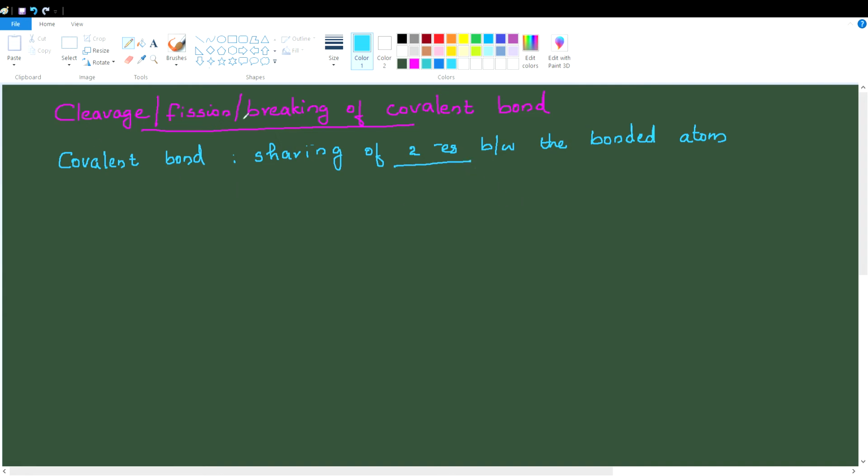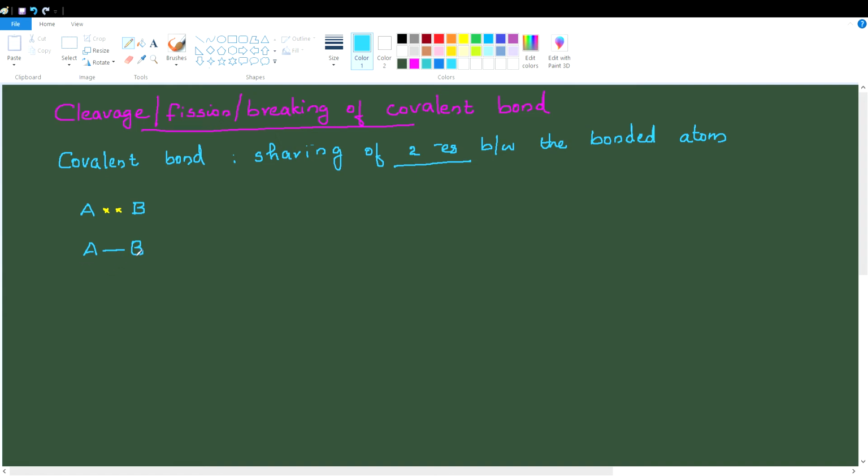For example, if you take the two atoms A and B, they share a pair of electrons. These dots represent the pair of electrons shared between A and B. Or we say A and B are covalently bonded. The covalent bond is represented by drawing a normal solid line. Sharing of two electrons results in covalent bond.